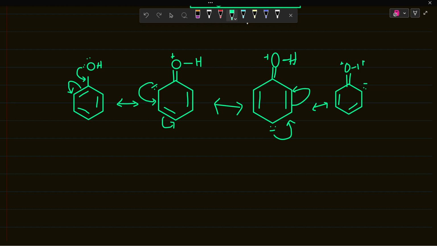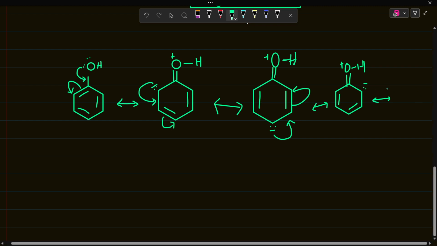I hope you understand what's going on here, because these are resonating structures which you can draw, I hope, because that is already learned by all of you, I think. I presume that. So the last one will be this one going here, and this going back to this oxygen. So we get something like this. These are the resonating structures of this phenol molecule.